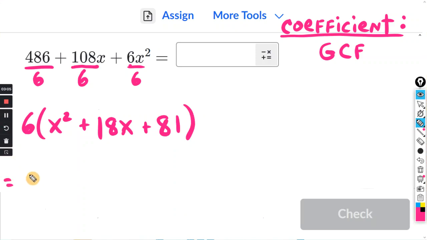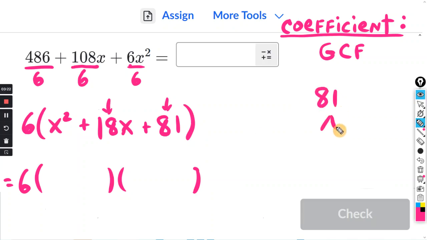Factoring at this point, what we're going to do, we want two numbers. Since we have an x squared with no coefficient, we want two numbers that multiply to 81 and add to 18. Okay, pretty simple. If you write out the factors for 81, a 9 and a 9 add to 18. 9 times 9 is 81, and it adds to 18.